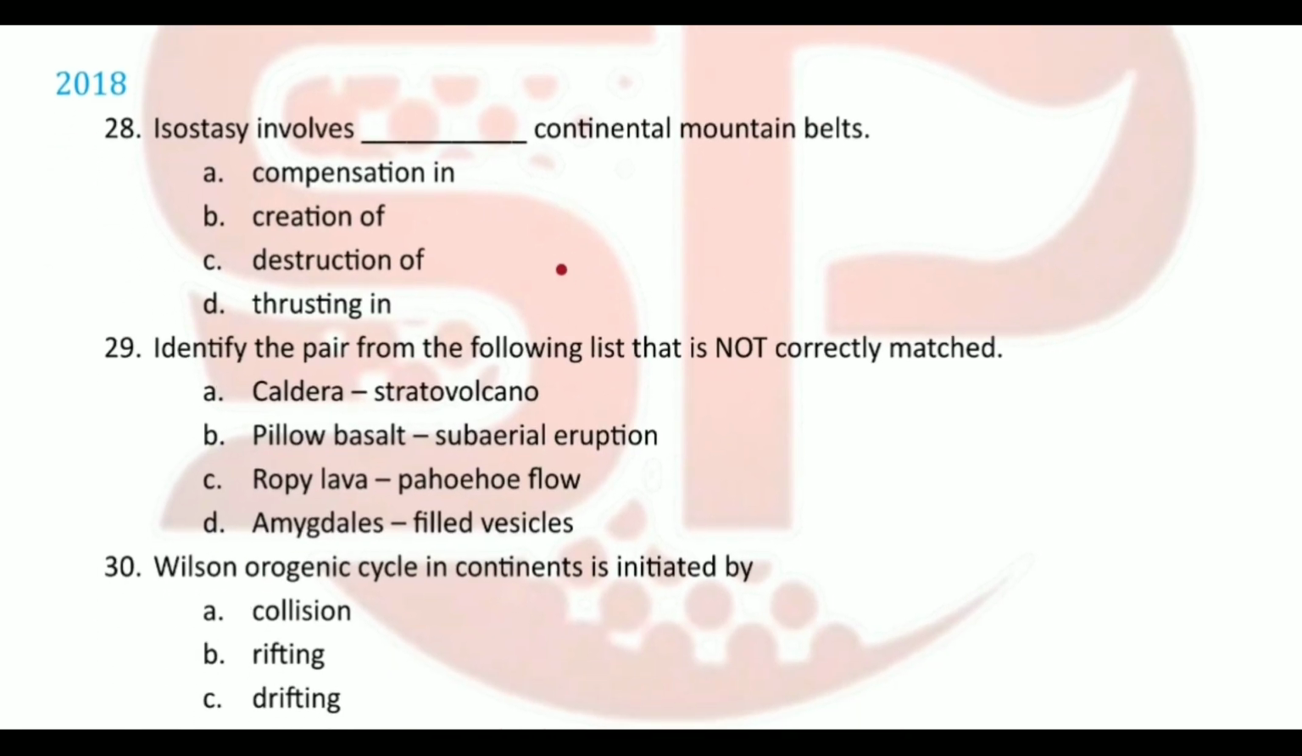Then, isostasy involves dash. Isostasy generally maintains the balance; it restores the balance between different places of the Earth. It restores the balance between lithosphere and asthenosphere. So it involves the compensation of continental mountain blocks with other decreased mass of the Earth.